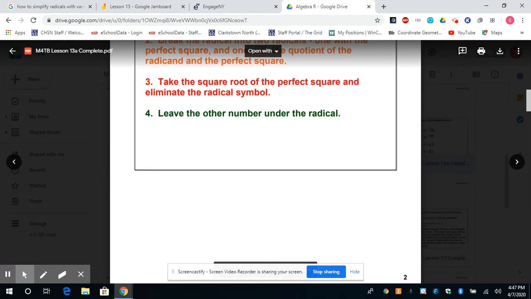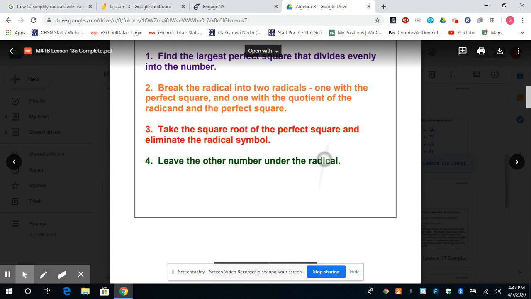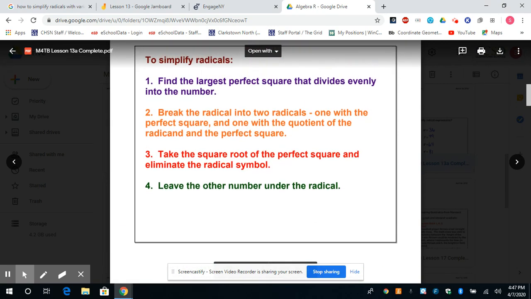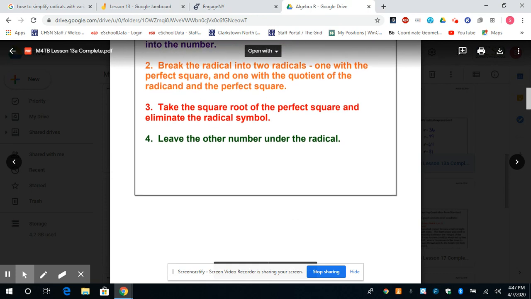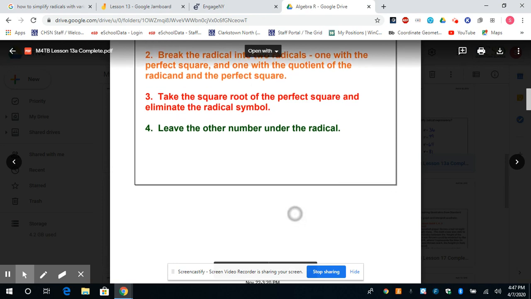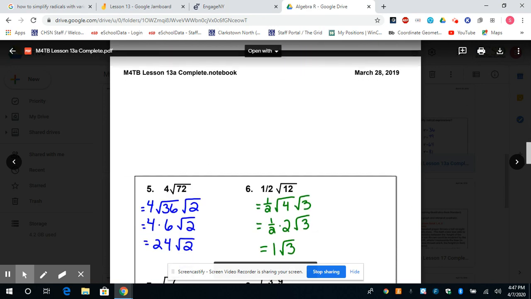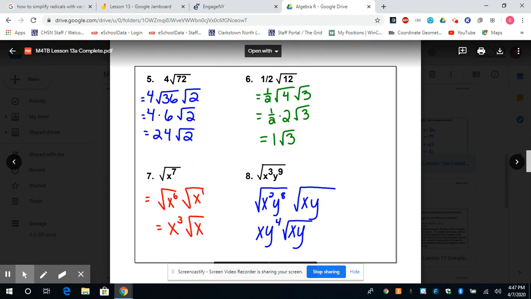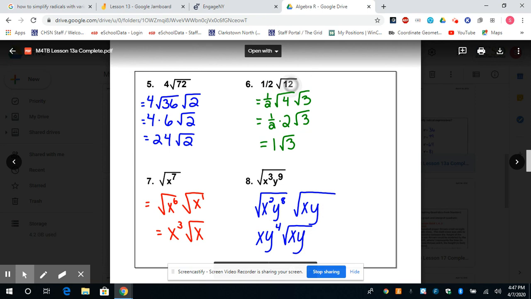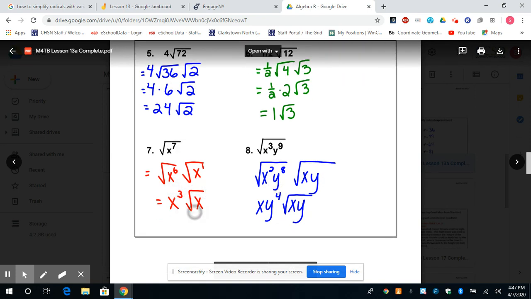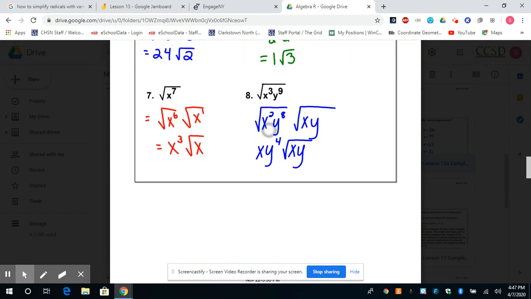So I'm going to post the first few here step by step in case you need it. Right, we found the largest square root that divides evenly into the number. Break the radical into 2 radicals. Take the square root of the perfect square and eliminate the radical sign. Leave the number under the radical if it can't be multiplied. Here are some model problems. Here are some more model problems, right? We break the 12 into 4 and 3. Right, x to the seventh. Sometimes you'll have 2.